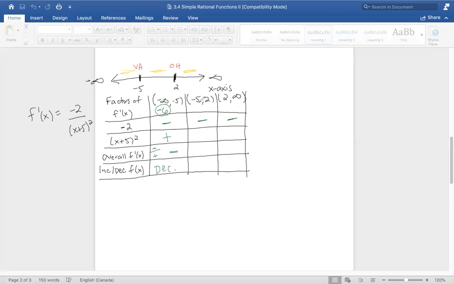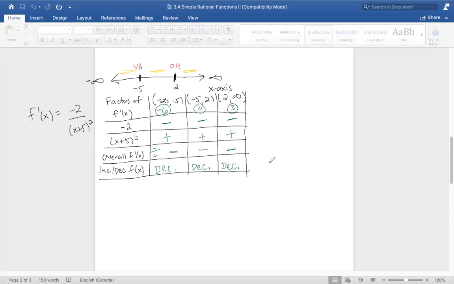Now, for a value between -5 and 2, 0 is in between there. It's always an easy one to choose. 0 plus 5, and then squared would be positive. Negative divided by a positive is negative, and I'm decreasing along that interval of my function. And between 2 and infinity, I could have picked anything, so I'll just pick one larger, 3, the next whole number. 3 plus 5, 8 squared is positive. A negative divided by a positive is negative. So I'm decreasing all the way along this function.